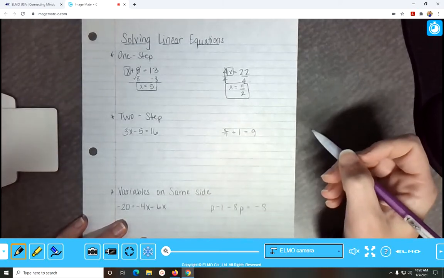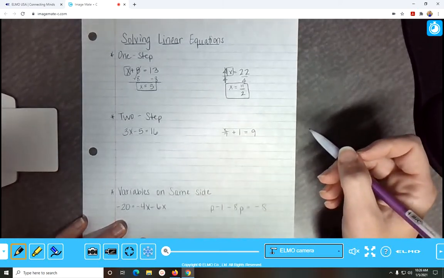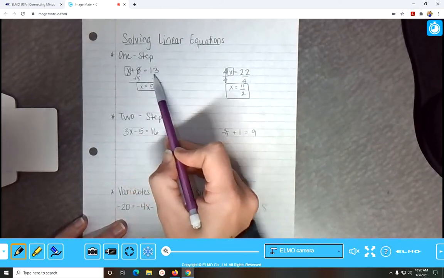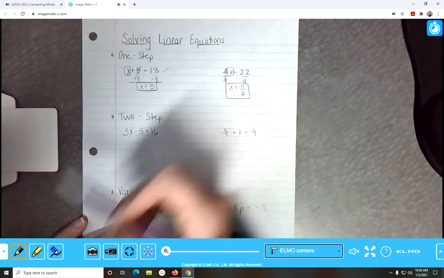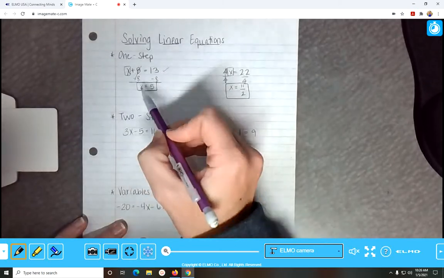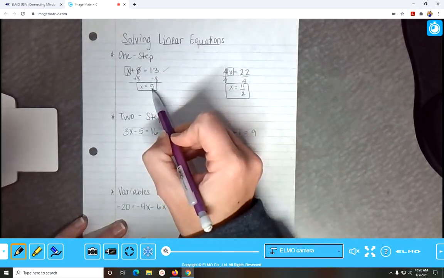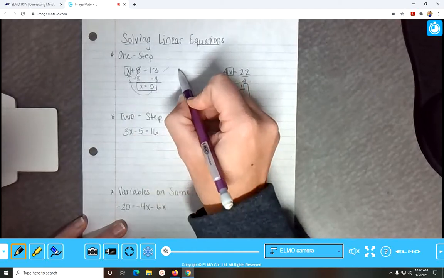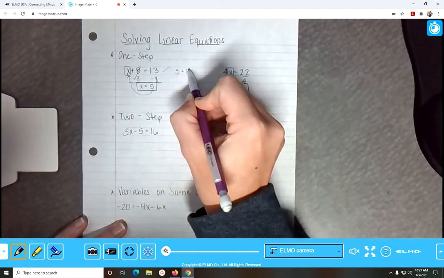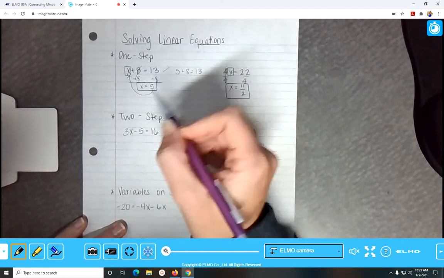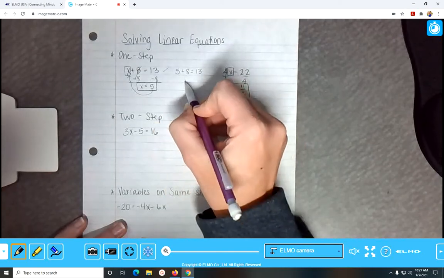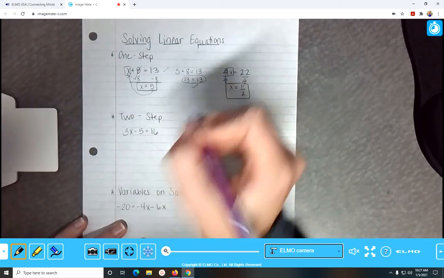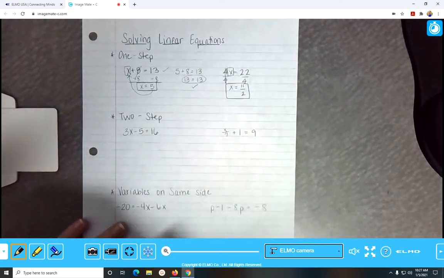And remember, for any equation, if you're unsure if you solved it correctly, you can take your solution and plug it back into the original equation and make sure that you have a true equation. So for example, on this first one, if I take this 5 and plug it back in where x is, I get 5 plus 8 equals 13, and 5 plus 8 is 13. So when you end up with a true statement like that, then you know that you've solved it correctly.